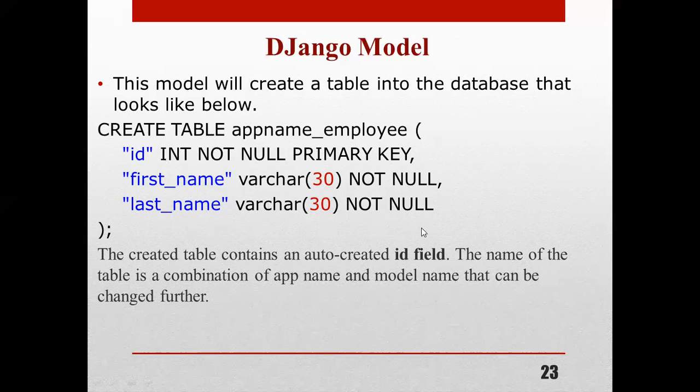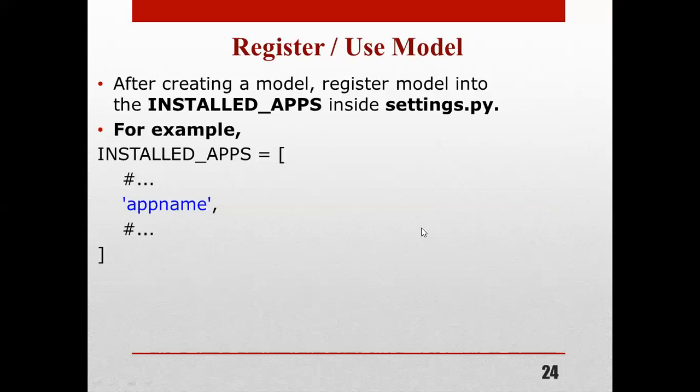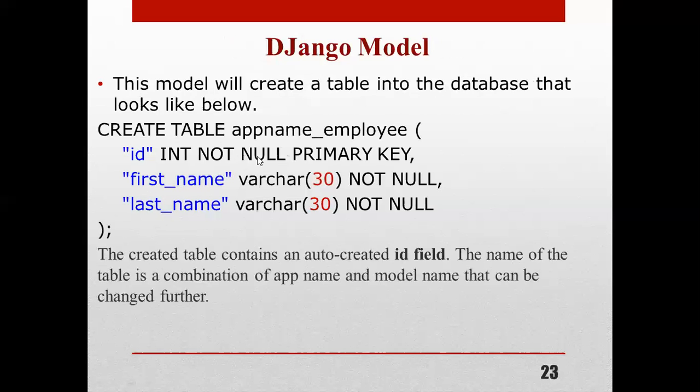Then, registering and using the model. After creating a model, it is registered in INSTALLED_APPS inside the settings.py file. There is a file settings.py with INSTALLED_APPS, so we have to register it there: INSTALLED_APPS equals, with the app name we have given here.